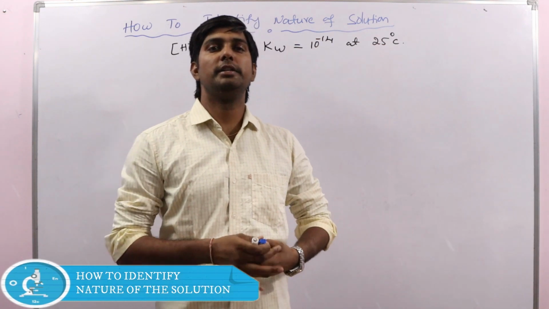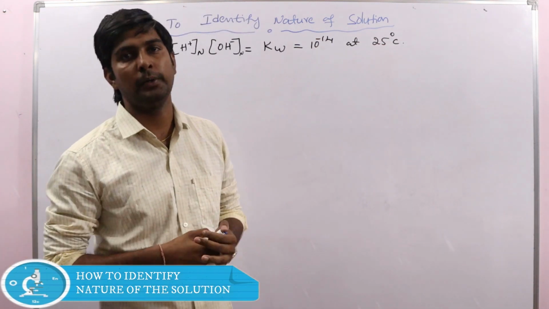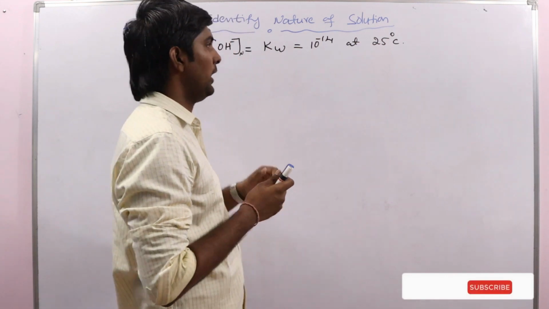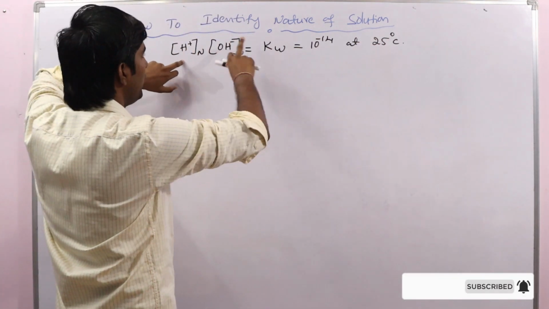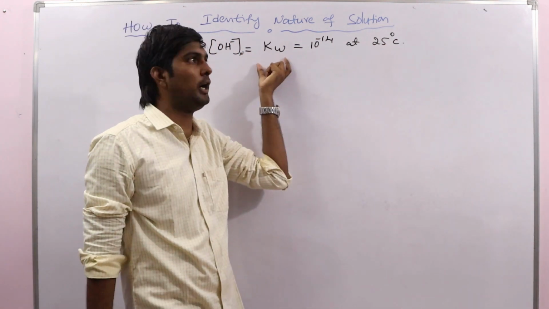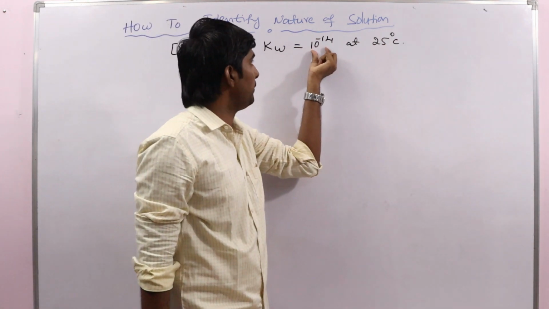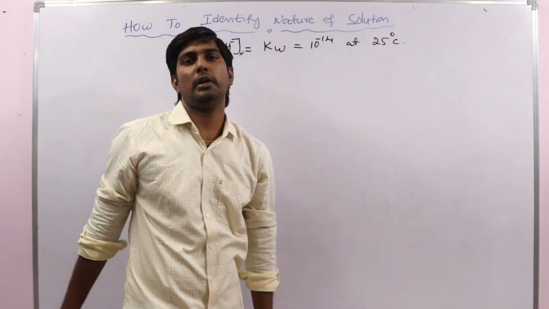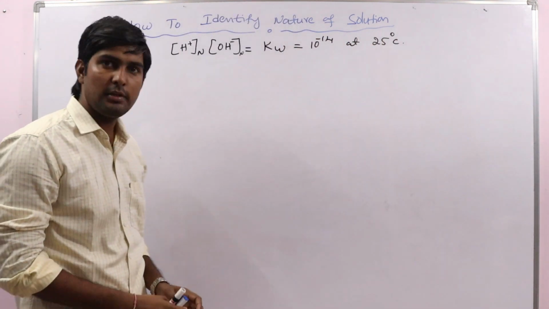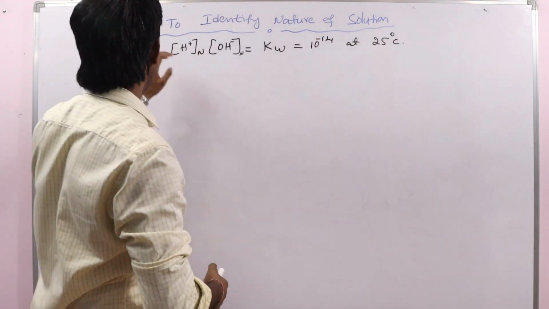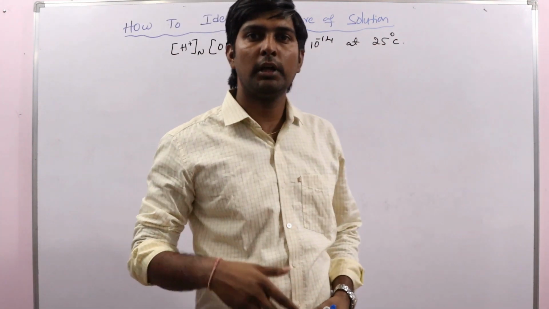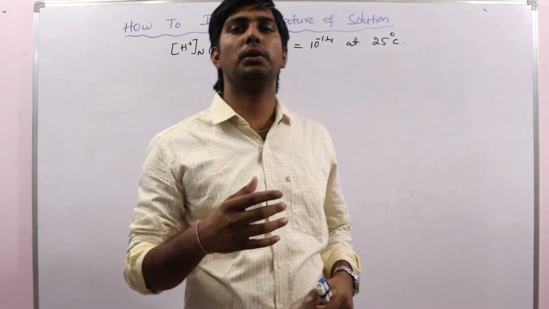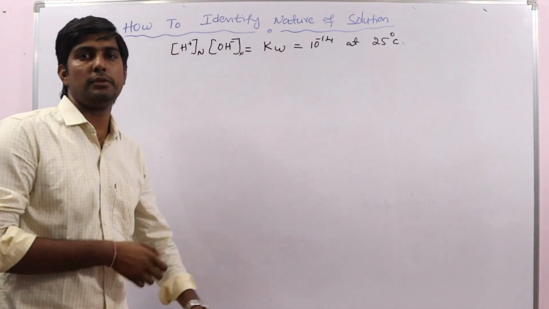In the previous lectures we discussed what is ionic product. In that ionic product we give this relation: H plus ion concentration into OH minus ion concentration equal to Kw, that is equal to 10 power minus 14 at 25 degrees centigrade. In this lecture we are going to discuss how to identify the nature of the solution, whether it is an acidic solution, neutral solution or basic solution.